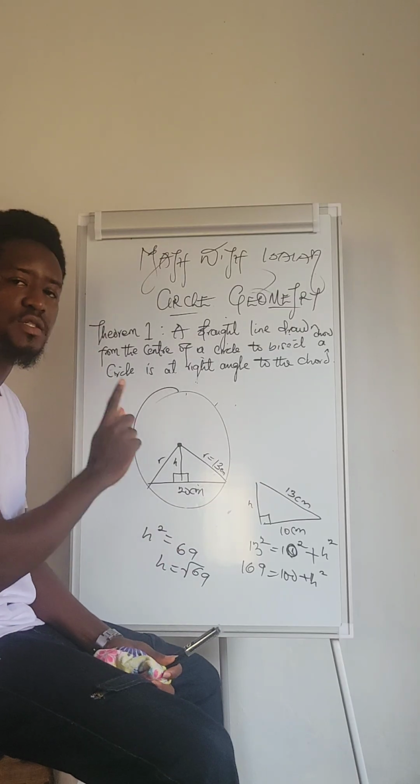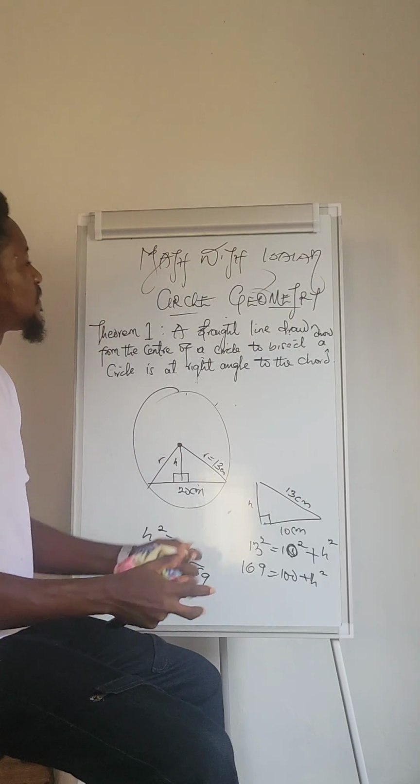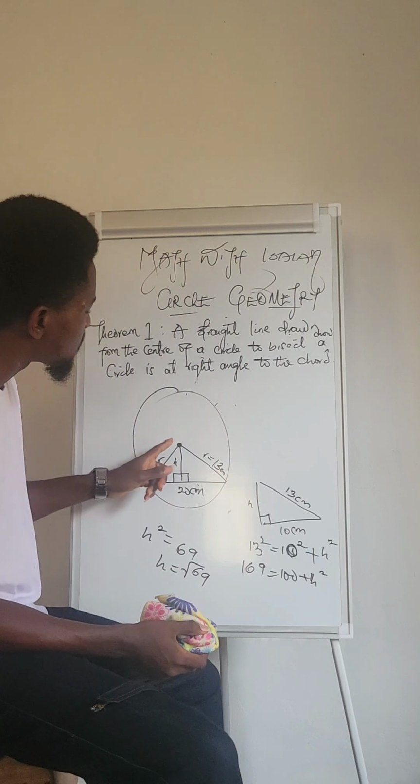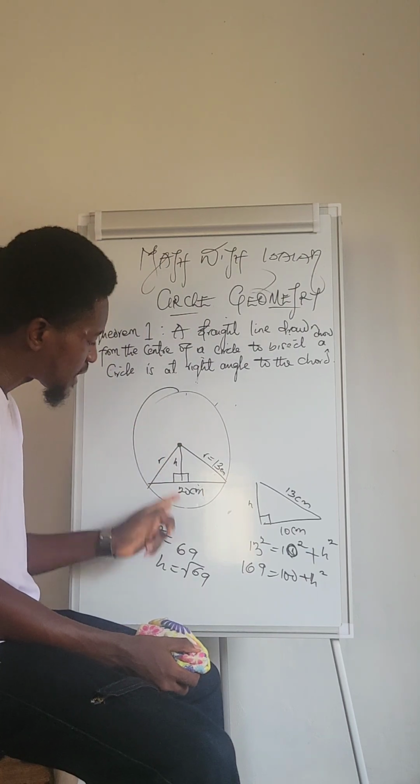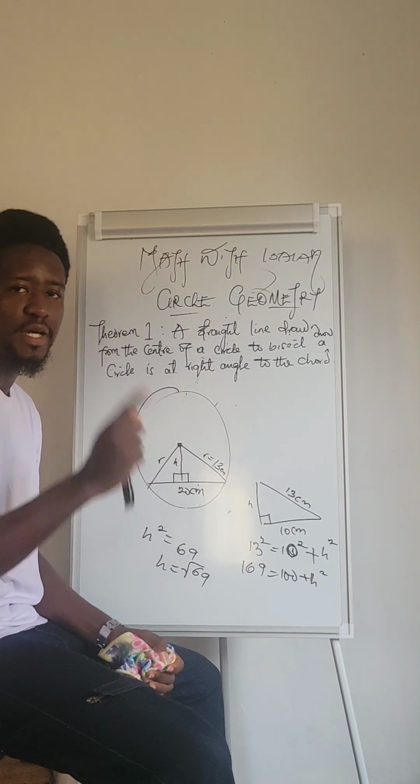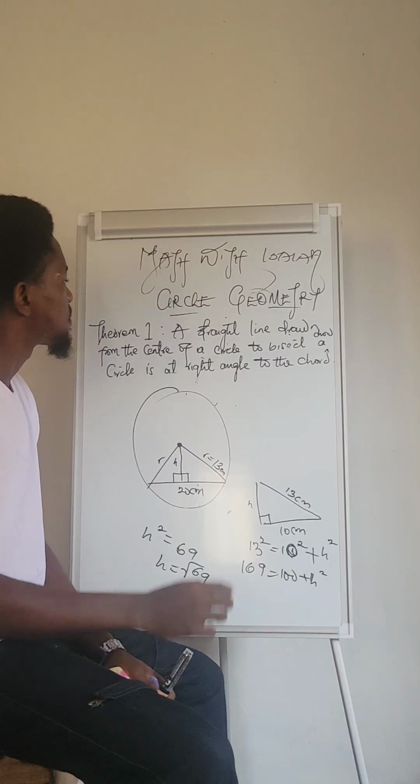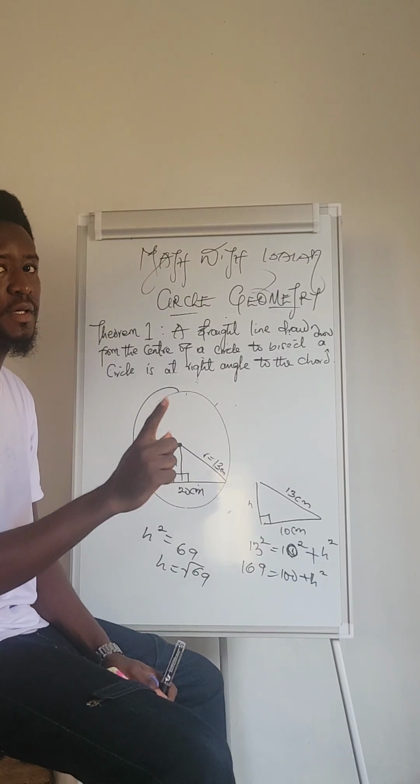So this is the first theorem. A straight line drawn from the center of the circle to bisect a chord is at right angle to the chord. So that's the first theorem.